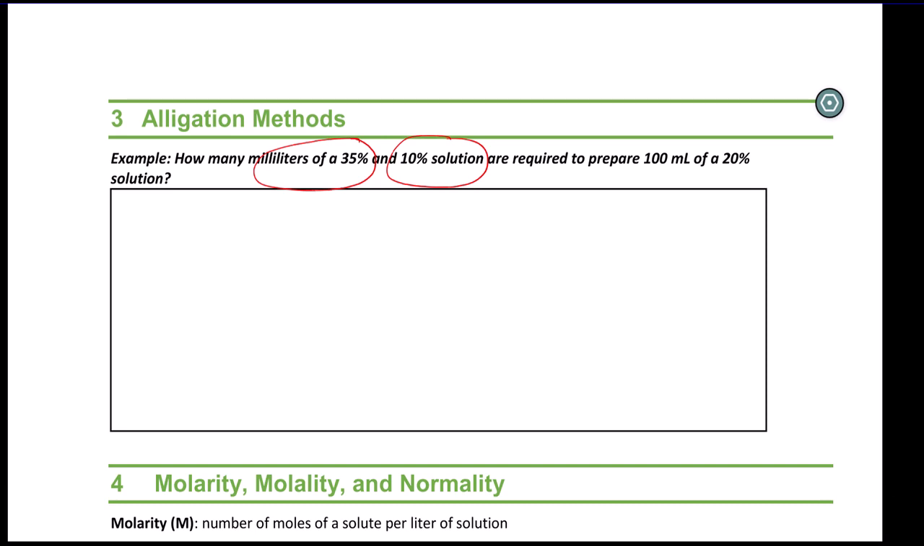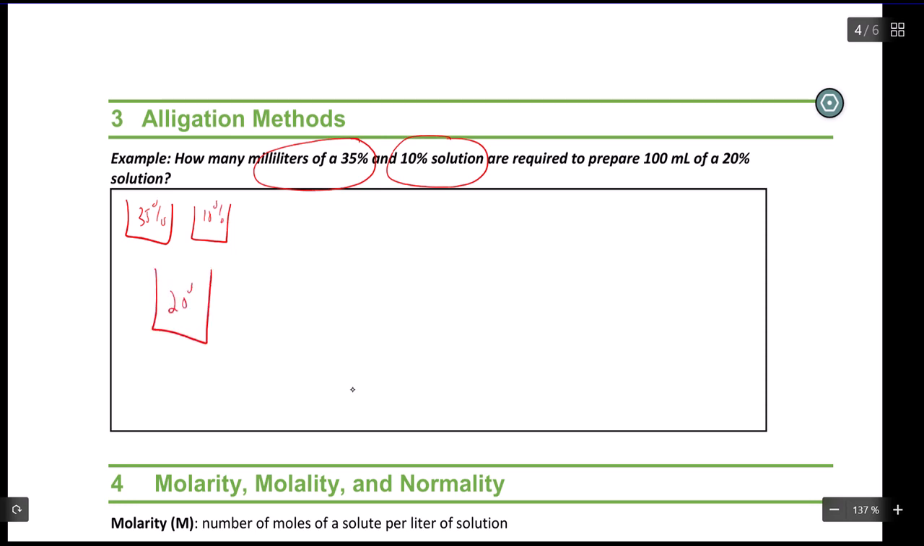We want to make a 20% solution, and in front of us we've got 2 bottles. I've got 1 bottle that's 35%, and I've got another bottle that's 10%. I want to make a 20%. That's what the question's asking me. How much of each of these do I have to mix to get my 20%? And I want exactly 100 mLs of a 20%.